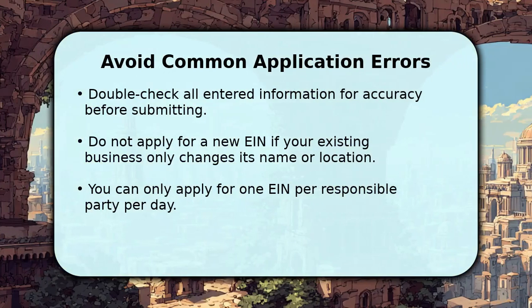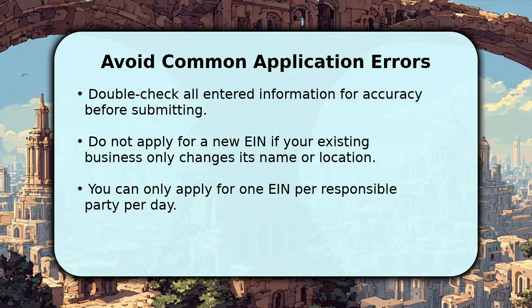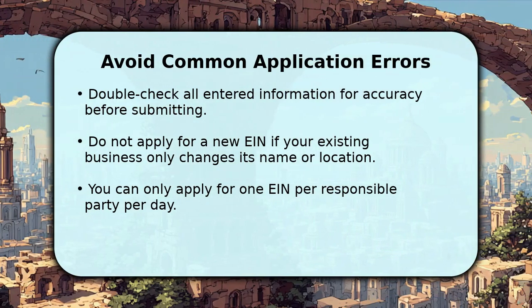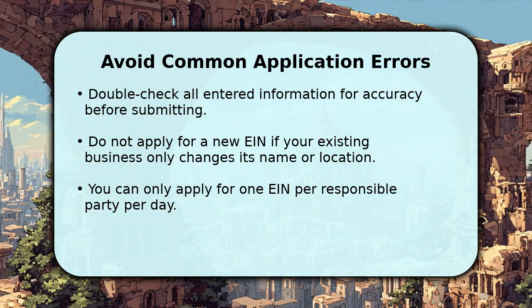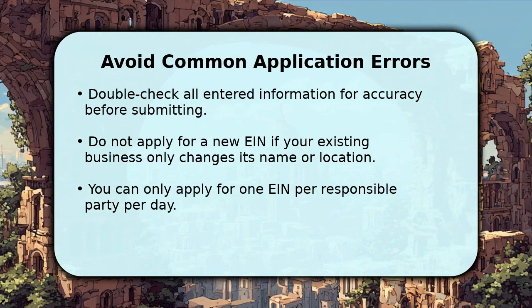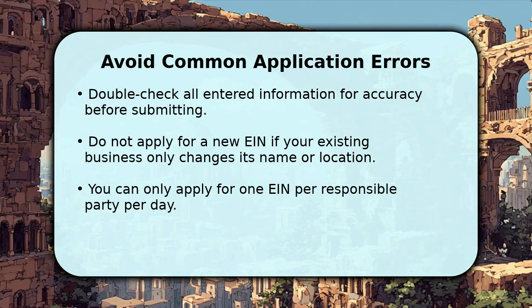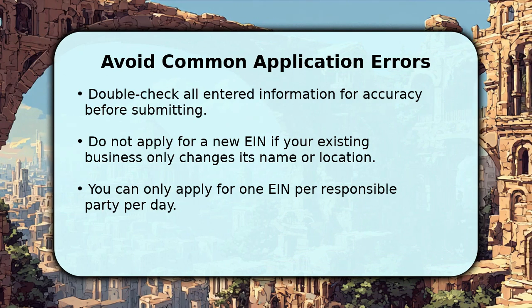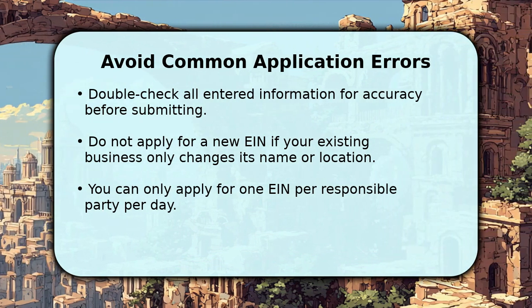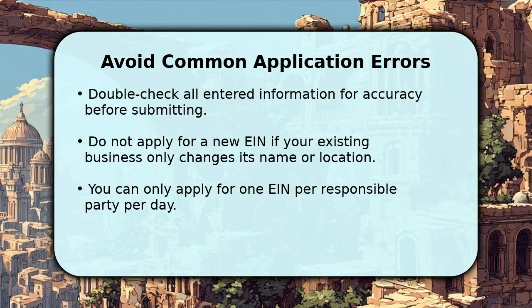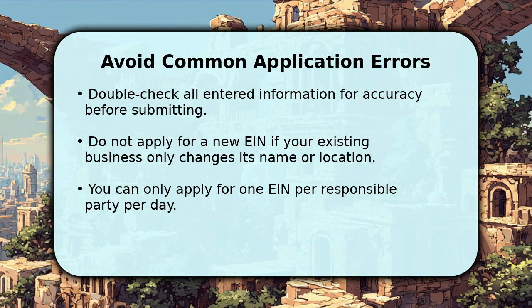Many applicants make simple mistakes that lead to delays. You can avoid these by carefully reviewing your application. Ensure all details, like your business name and address, are perfectly accurate before submission. Do not apply for a second EIN if your business simply changes its name or physical address, as this is usually unnecessary. Remember, the system allows only one EIN application per responsible party per day, so take your time and get it right the first time for a smooth process.